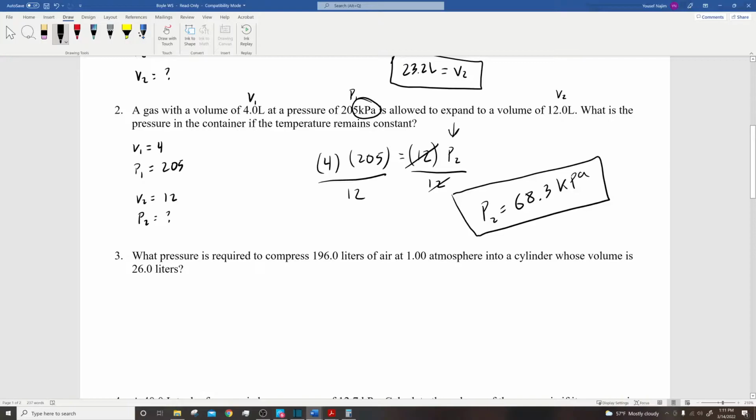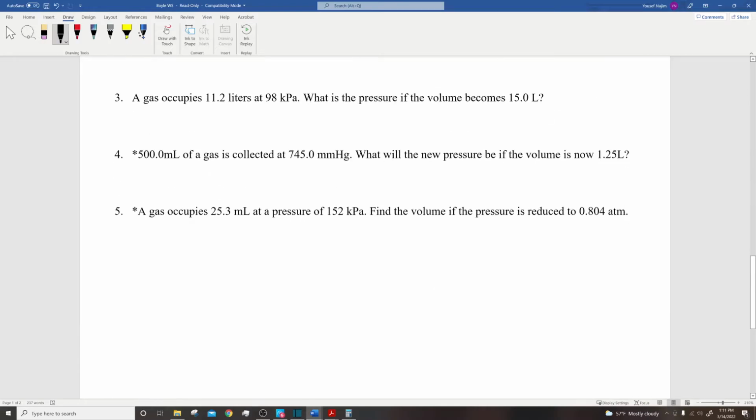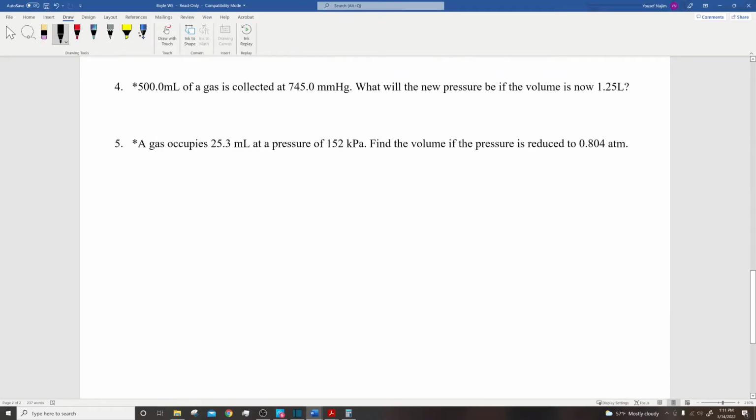So that's how you're going to solve every single problem that is a Boyle's Law problem. You plug in everything that you have, you isolate your variable, and you're done. It's basically a one-step problem. So let's jump to this next page. I want to solve something over here just so we've solved everything in every spot.